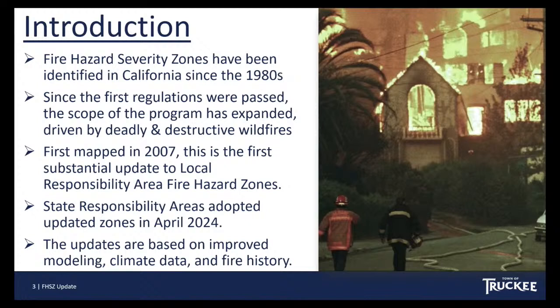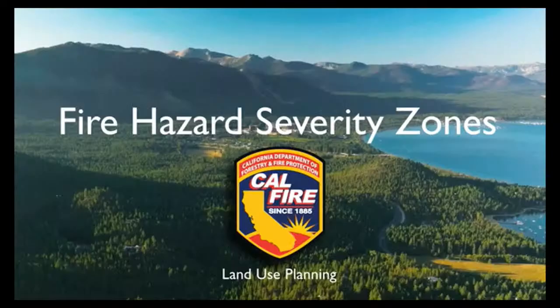And these updates from the 2007-2008 timeframe are based on much improved modeling that they're able to do, improved climate data, and more improved fire history. And you're going to learn more about that next in this video. It is a fairly lengthy video, about 14 minutes long. In the middle of it, they do provide a great detailed explanation on how these zones were developed. So very informative, and I'll turn it over to CAL FIRE at this time.